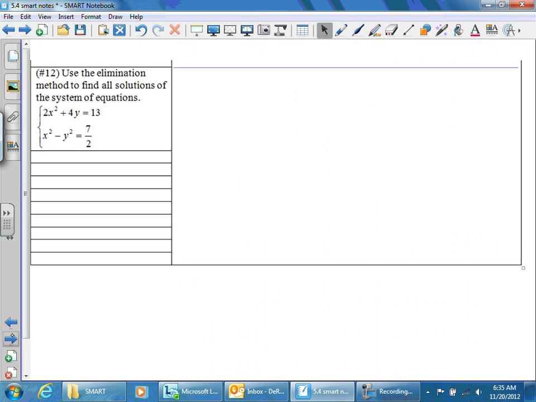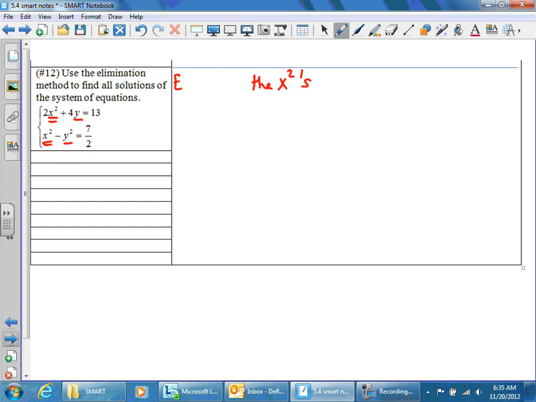All right, let's do this one. Use the elimination method to find all solutions of this system of equations. So I'm going to look here and see, well, what could I eliminate? I can't eliminate the y's because this is just a y and this is a y squared. So there's nothing I could eliminate those with. However, I have an x squared and an x squared, so I'm going to eliminate the x squareds.